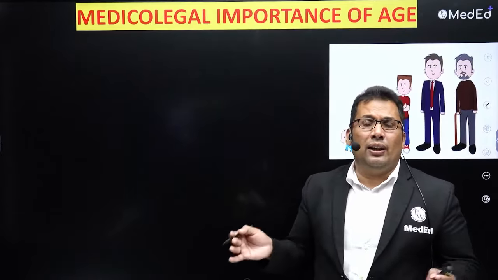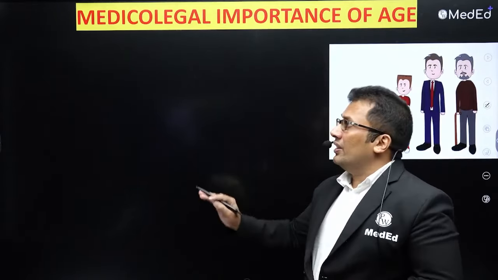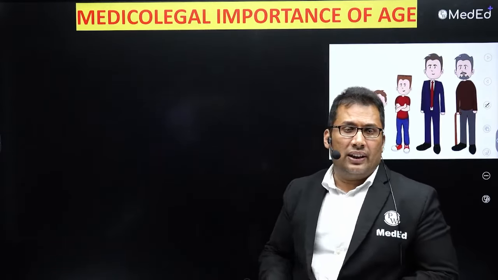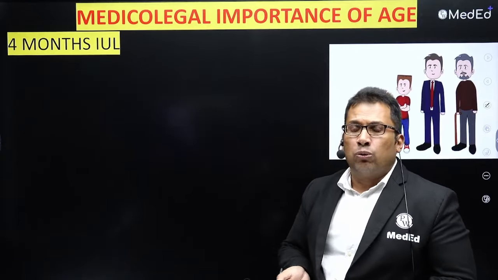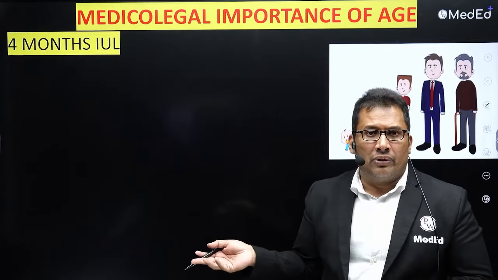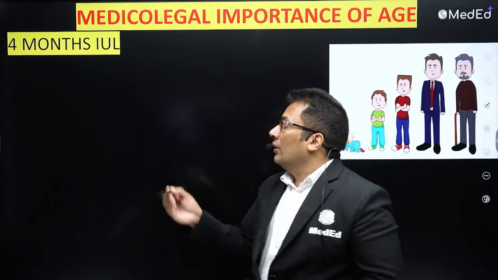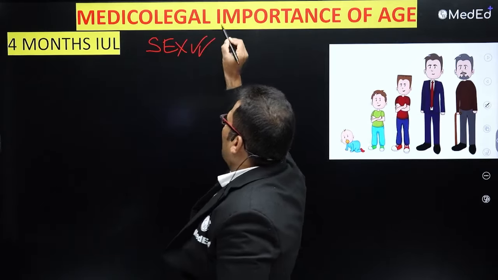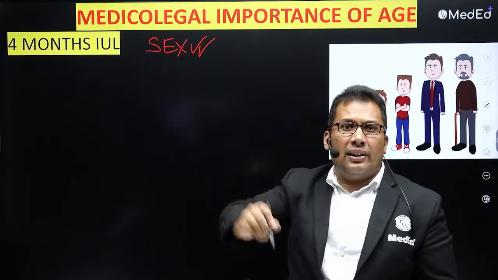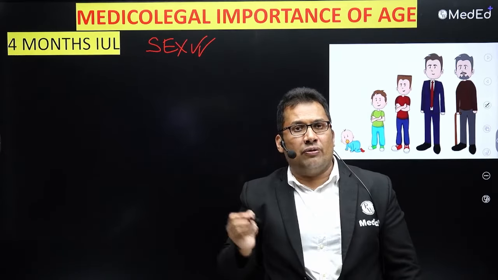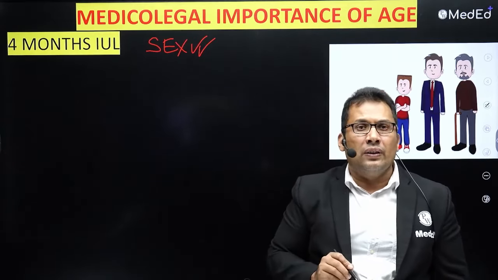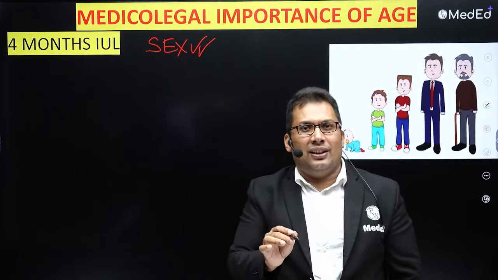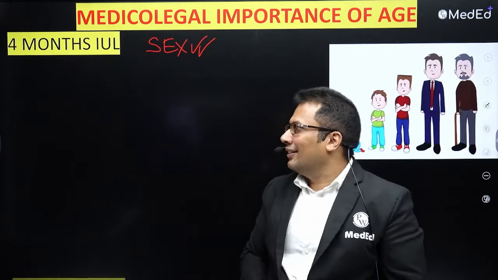Then lastly, some viva questions, medico legal importance of age. This is compulsory to answer in any of the exams. 4 months of intrauterine life: what is the medico legal importance? Sex can be determined. So, what is the act related to sex determination of fetus in intrauterine life? You can mention in the comment section.